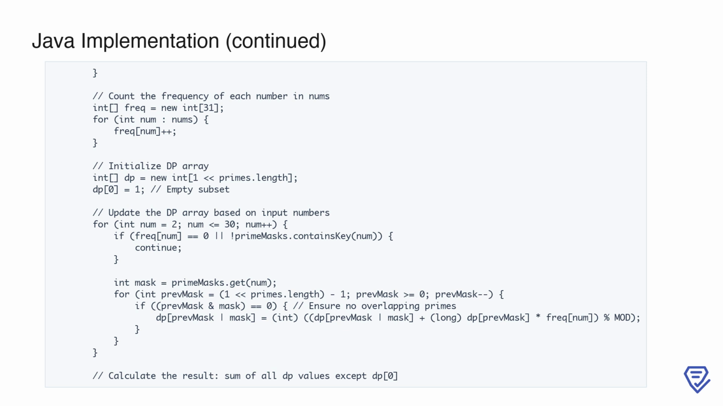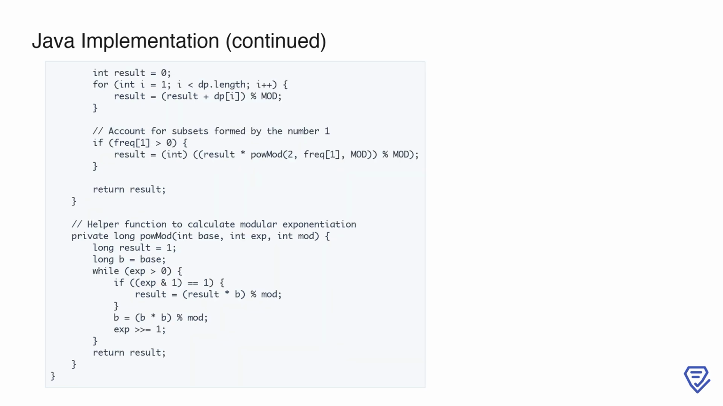The update involves iterating through all previous masks in reverse order to ensure no overlapping primes between the current number's mask and the previous mask. If there's no overlap, we compute the new subset count by combining the current number's contribution with the previous subset combinations, applying modulo arithmetic to prevent overflow.